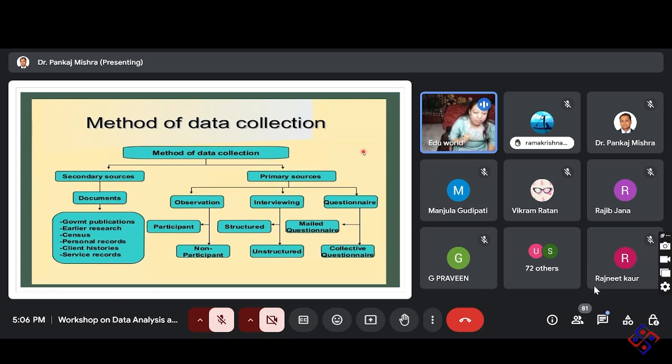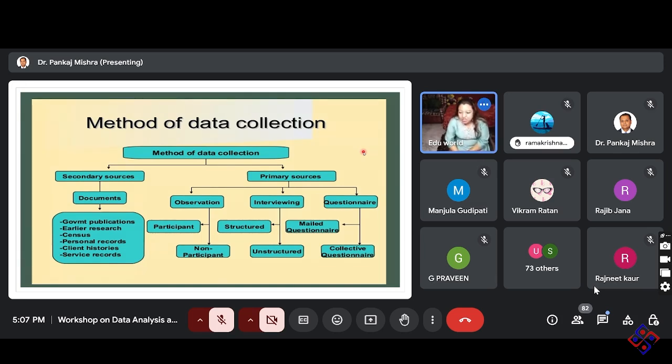Tool means the tools that we are seeing on the screen, that is the observation, interview, questionnaire, rating scale. There are numerous kinds of techniques or tools, and that comes under the method. See here also it's written method of data collection. It's not a methodology. Methodology means the philosophy behind your research. Now, we can divide this method of data collection into two parts, the secondary sources and the primary sources.